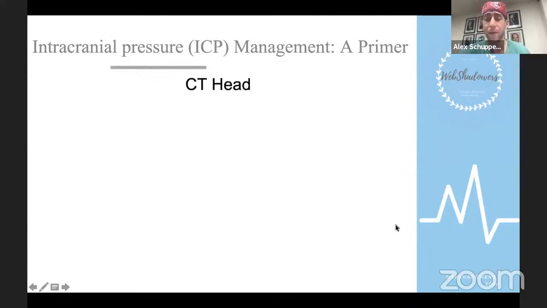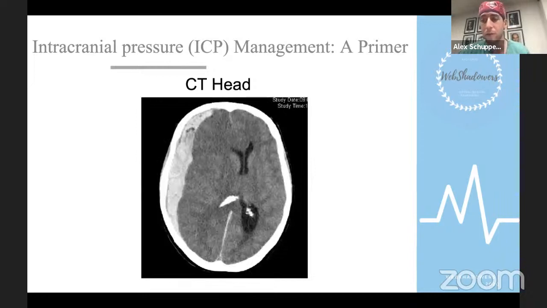So the next step, you have to get a CT head, right? It doesn't matter if you're the best neurosurgeon in the world. Just getting this exam, you do not know what's going on without a CT or without any type of neuroimaging, brain imaging. You have to see what's going on in the head. So you get a CT, and this is what it shows.